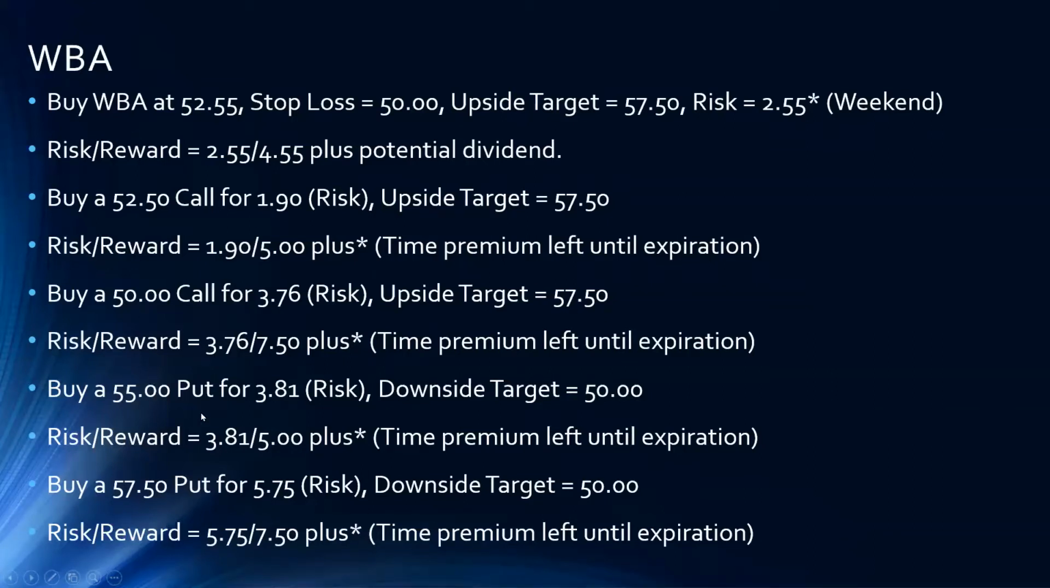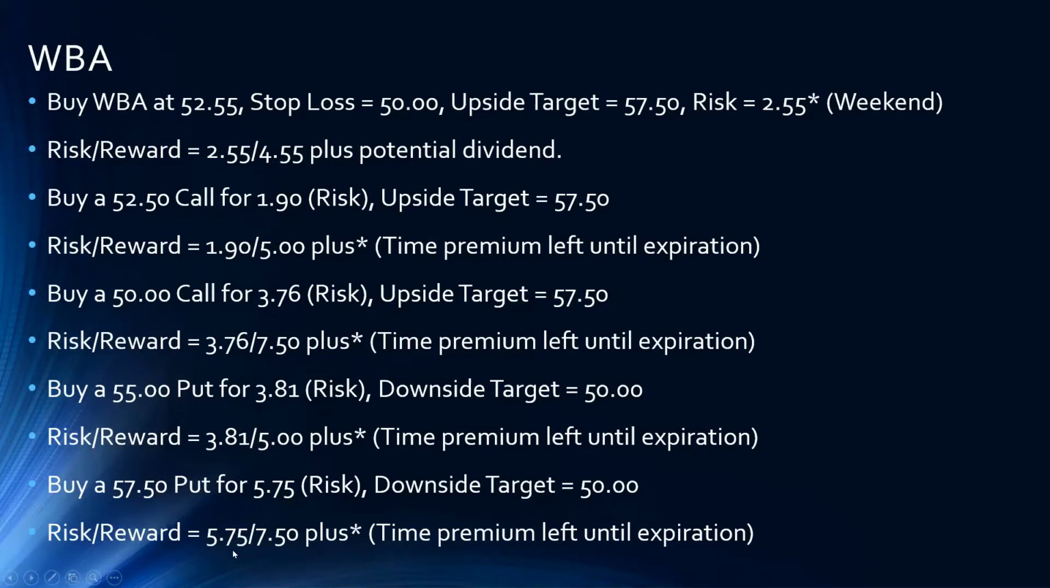Now, as far as the puts, the $55 put, which was at 3.81, with a downside target of $50. The risk reward, once again, was the $3.81 that you would have paid for the option. And then the reward you would be looking for would be the $5 move from where it was at, plus the time premium left until expiration. So remember, that's where you want the market to go down, and that would be below that $50 level once again. Now, if you were to buy the $57.50 put, which is the next strike price higher, you would have a risk of $5.75, and your downside target would be 50 cents.